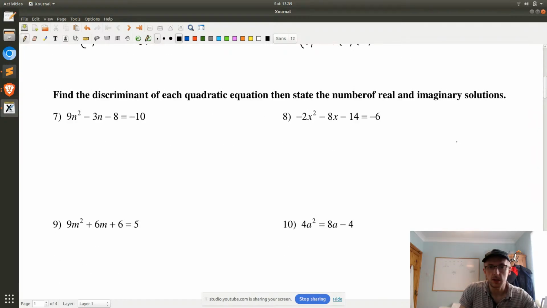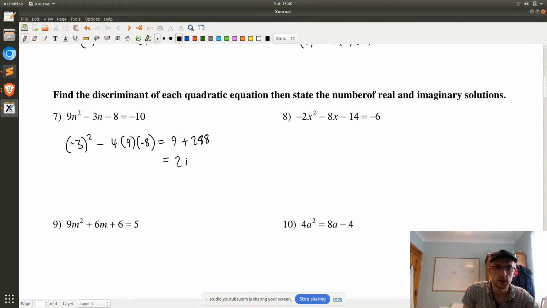Find the discriminant of each quadratic equation, then state the number of real and imaginary solutions. Okay, so this is applying the knowledge that I just laid out. So b squared minus 4ac. So -3 squared minus 4 times 9 times -8, which is 9 plus, and then we'll do 72 times 4, so it's 288, which is 297. So it has two real roots.